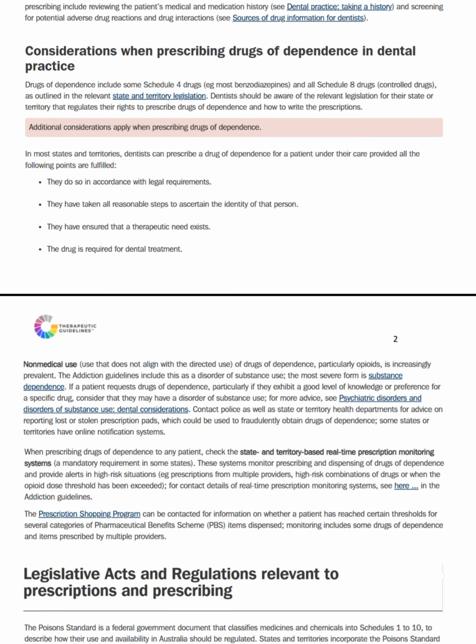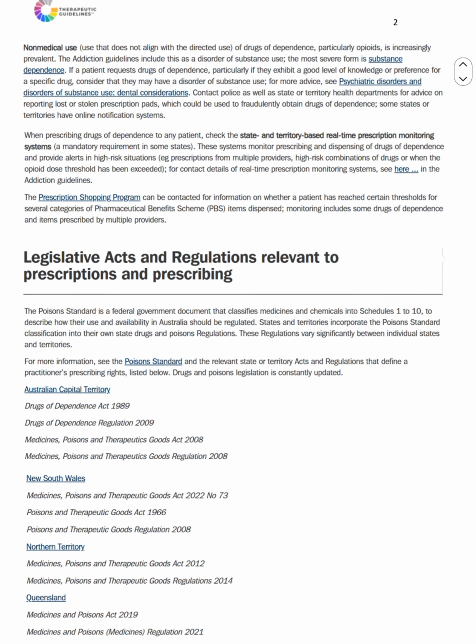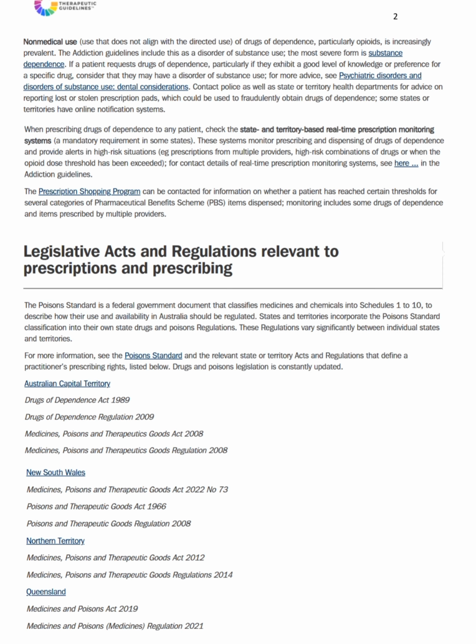Non-medical use that does not align with the directed use of drugs of dependence, particularly opioids, is increasingly prevalent. The addiction guidelines include this as a disorder of substance use. The most severe form is substance dependence. If a patient requests a drug of dependence, particularly if they exhibit a good level of knowledge or preference for a specific drug, consider that they may have a disorder of substance use. So for more advice, see psychiatric disorders and disorders of substance use, dental considerations. There's a link on that.